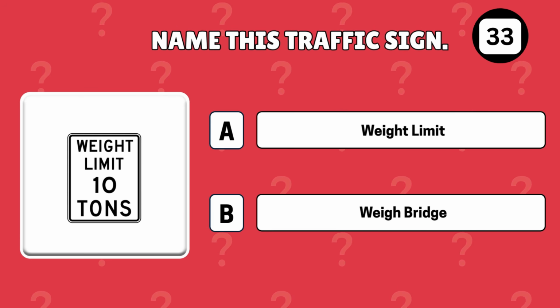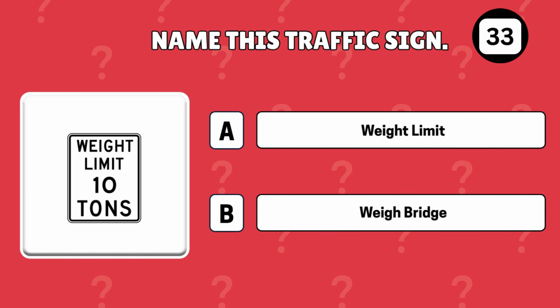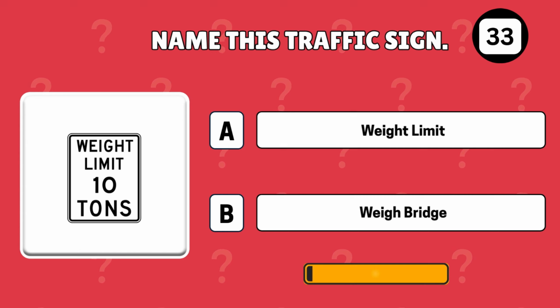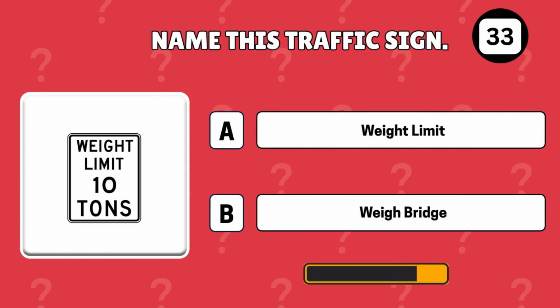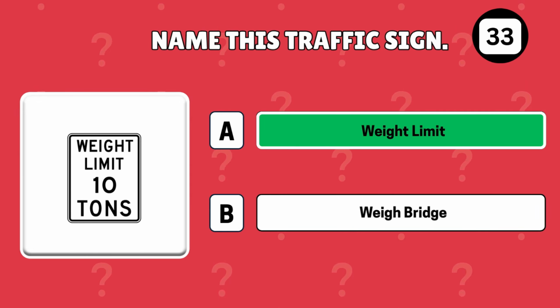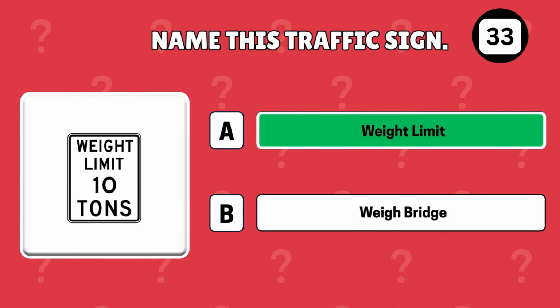Name this traffic sign. A. Weight limit. B. Weighbridge. You got it. This is the weight limit sign.